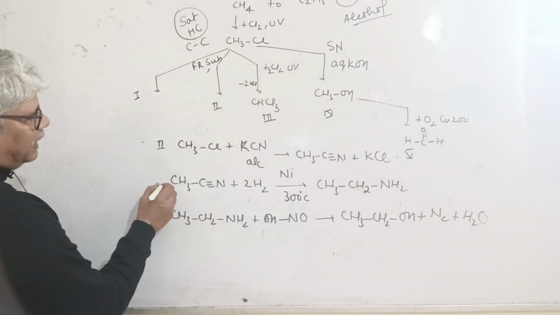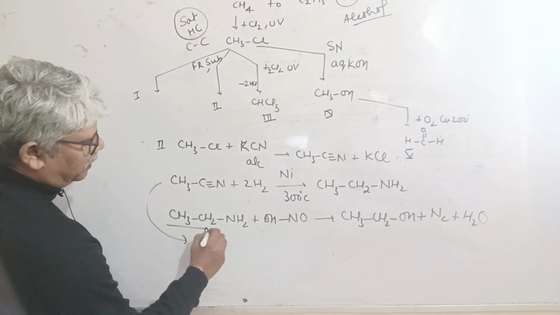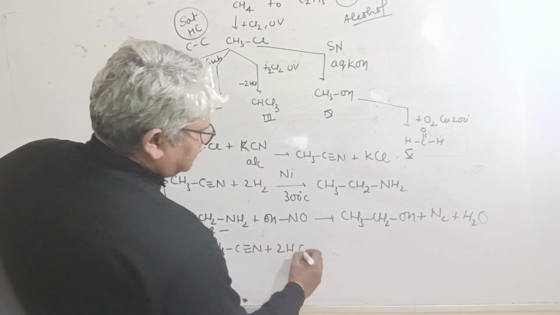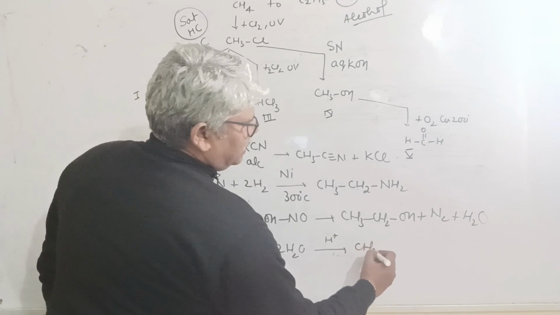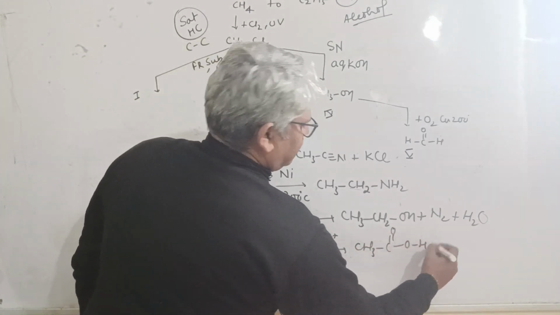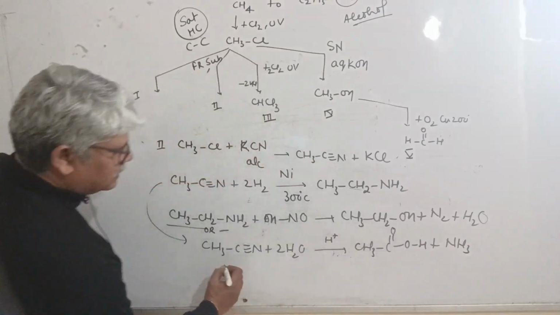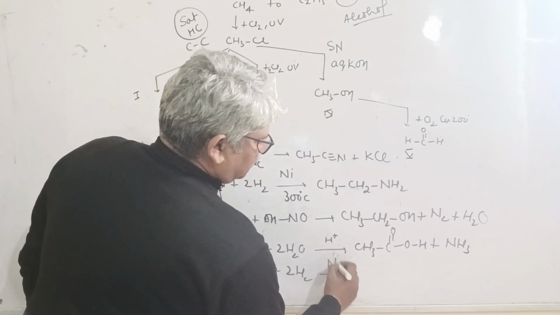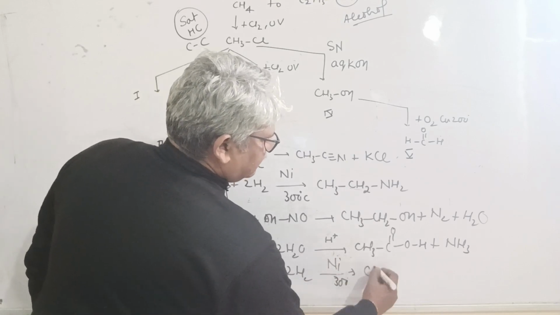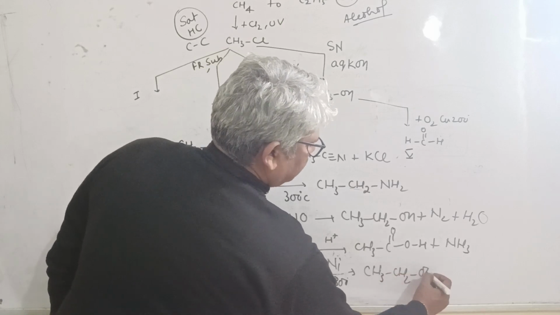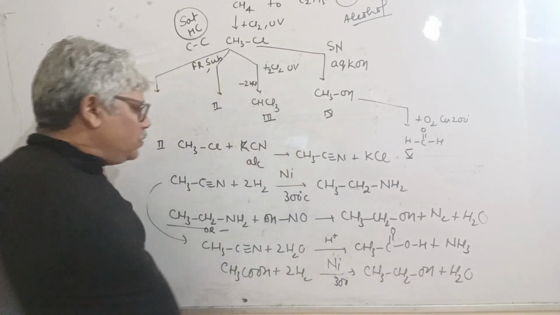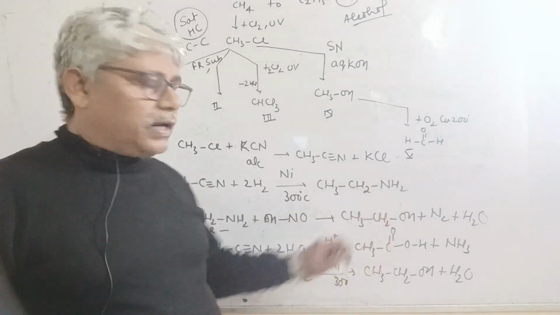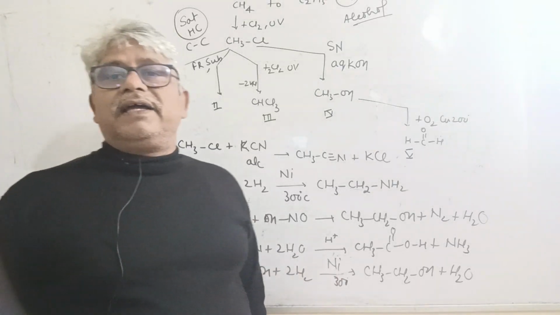Or you can even hydrolyze cyanide with 2 molecules of water in presence of acidic medium to carboxylic acid, and carboxylic acid can be further reduced with 2 hydrogen in presence of nickel at 300 degrees centigrade to alcohol. So either you can convert cyanide to amine and amine to alcohol, or cyanide to acid followed by reduction to alcohol.